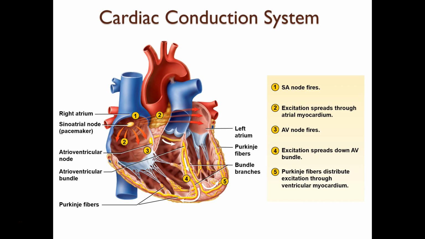And then when the SA node fires, that sends an electrical impulse to all the muscle cells of the left and right atrium. Okay? So when the SA node fires, an electrical stimulation is sent to the myocytes of the left atrium and the myocytes of the right atrium. And what that does is tells those muscles to contract.